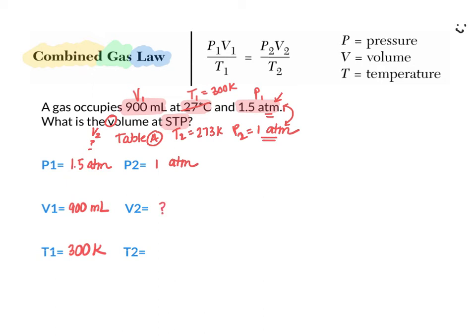T2 is going to be standard again, and I'm going to look that up in table A. We did that already, 273 kelvins. Okay, so same idea, it's just a little bit longer because now I have to do all of the variables instead of just 4 of them. Okay, so let's rewrite our formula right here.